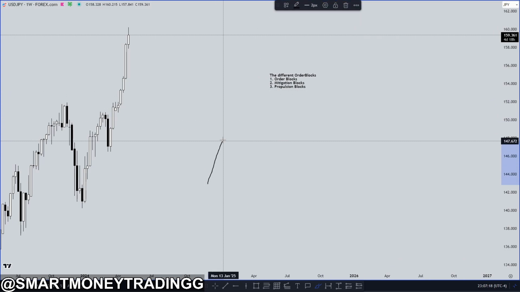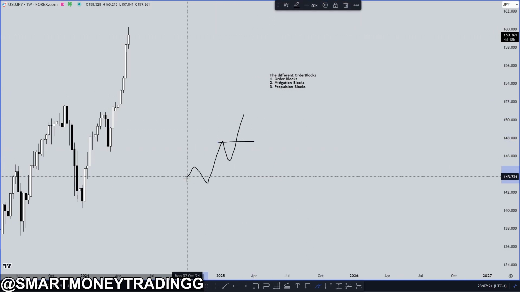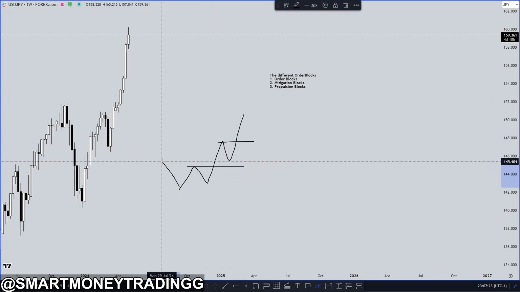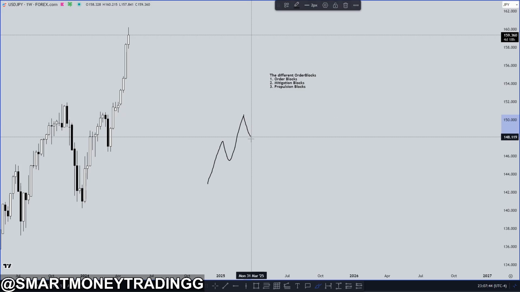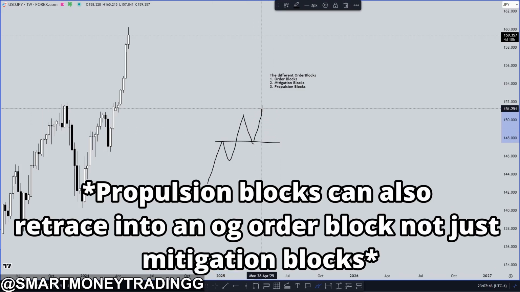Second one is going to be the mitigation block, which forms after the original order block has already formed from the consolidation, and then we retrace into the mitigation block, and that would be your entry. And then the third one is going to be the proportion block, where we retrace into the mitigation block, form another order block, and we retrace into that and go higher.